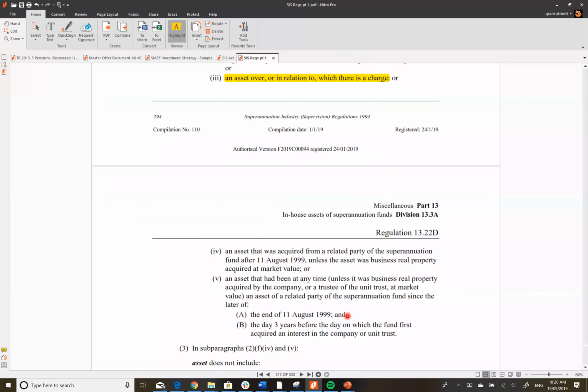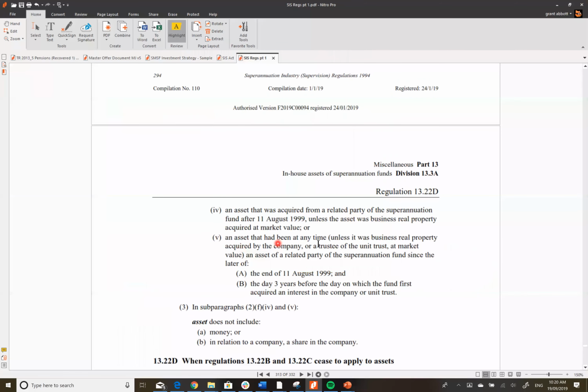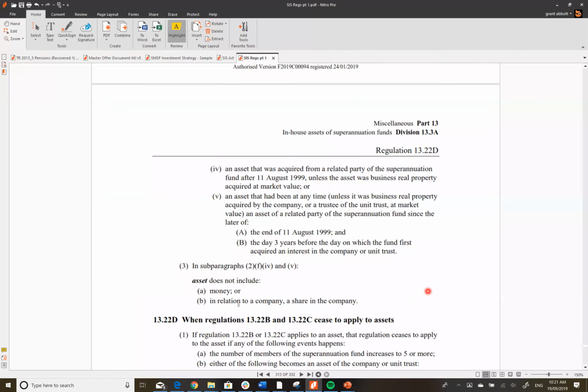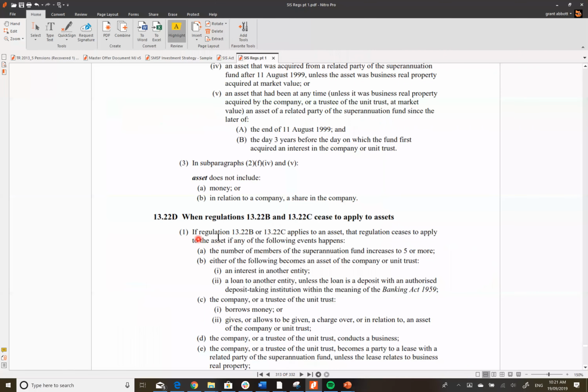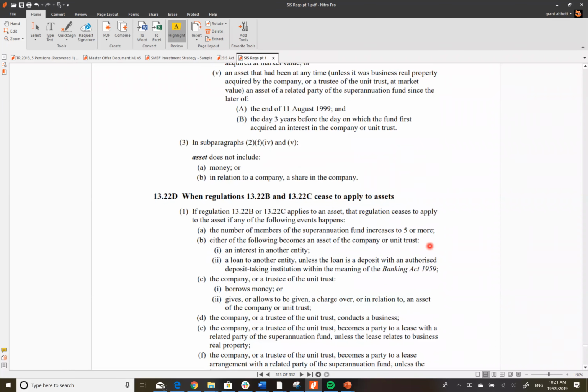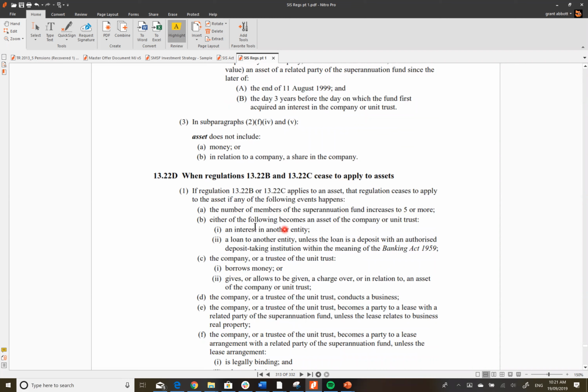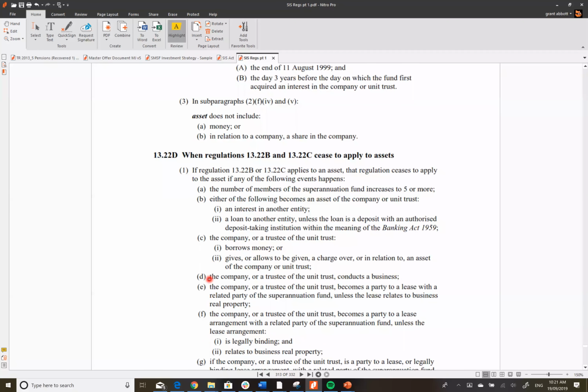Anyway, back to the legislation. The asset that had been at the time, so we don't have to worry about that one. In subparagraph 2F, it does not include money or, in relation to a company, a share in a company. So obviously we can acquire assets if it's a company. Now 13.22D: if regulation 13.22C applies to an asset, the regulation ceases to apply to the asset if any of the following events happens. You get more than five members. Either the fund becomes an asset of the company, an interest in another entity or a loan. The company or trustee of the unit trust borrows money or gives a charge, which is important. Here, the company or trustee conducts a business.